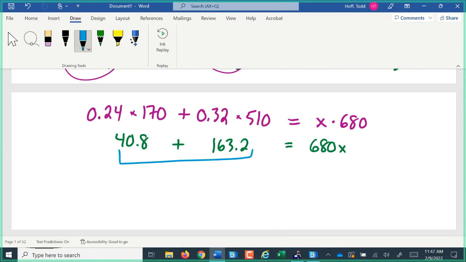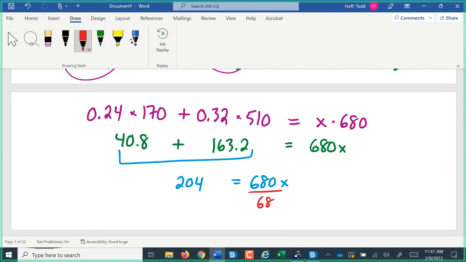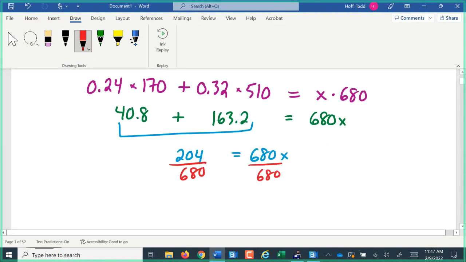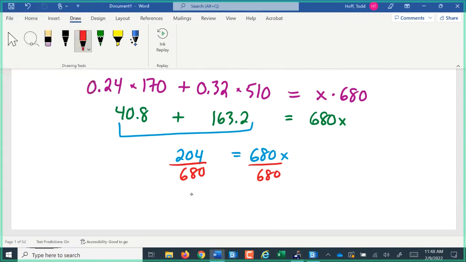40.8 plus 163.2 is 204, equals 680X. And now we'll solve by dividing by 680. X equals 0.3.